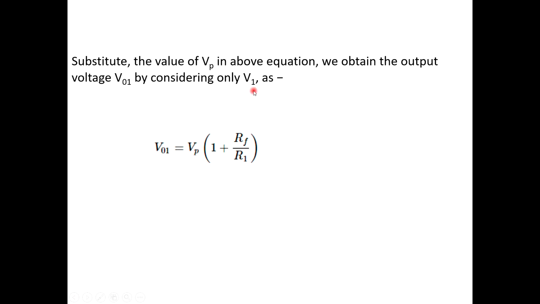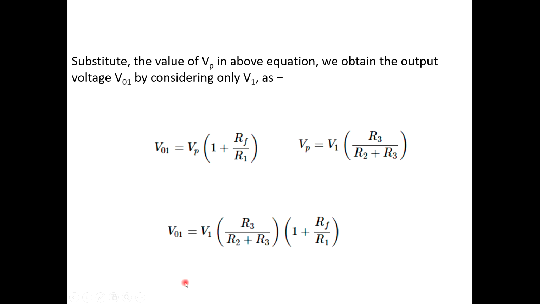That is substituting the value of Vp over here. Now what is Vp? It is nothing but V1 into R3 by R2 plus R3. So once you substitute that in the equation, you get this as the final value for V01, and V01 is the output when only input number 1 was considered.